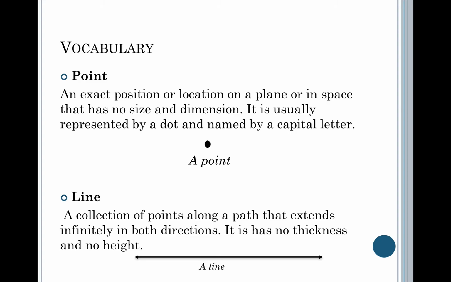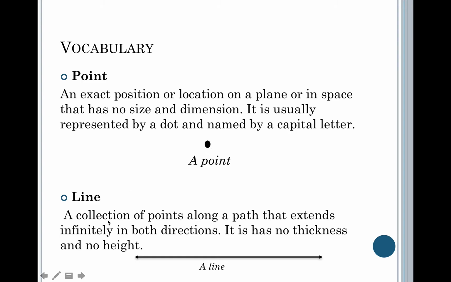So we're going to start off with a point. A point is an exact position or location on a plane or in space that has no size and dimension. It is usually represented by a dot and named by a capital letter. So we have a dot. A is the name of this dot or point.